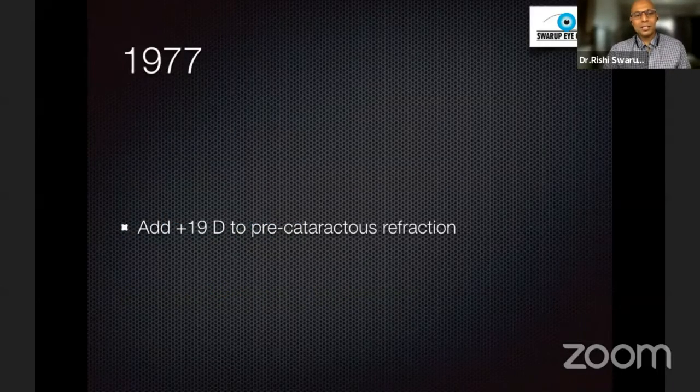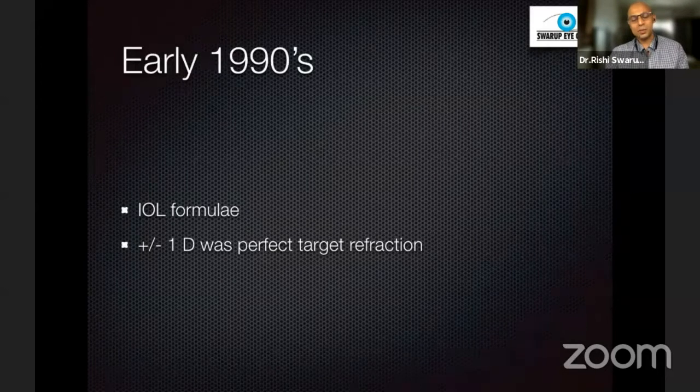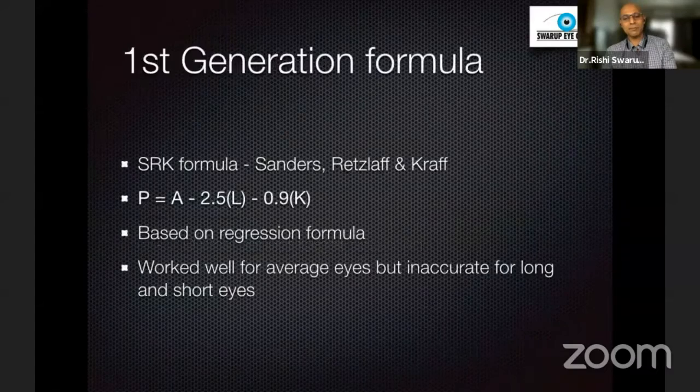IOL calculations have been going on for a while now. Earlier, we used to just arbitrarily add a power of 19 diopters to the pre-cataract refraction. Otherwise, people would use a standard powered lens. Then in the early 90s, the formulas came into being, and they were pretty good. Regression formulas were giving about plus or minus 1 diopter, and that was a pretty good target for that time.